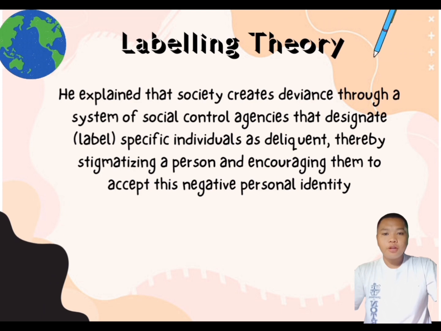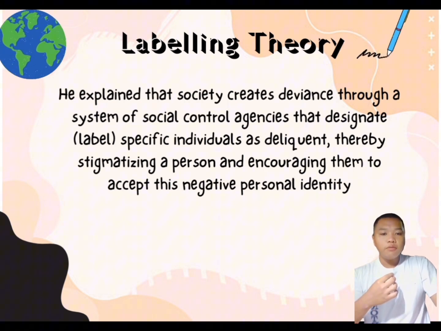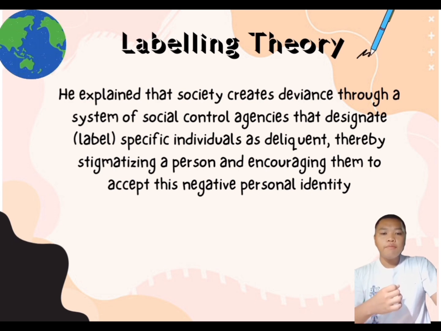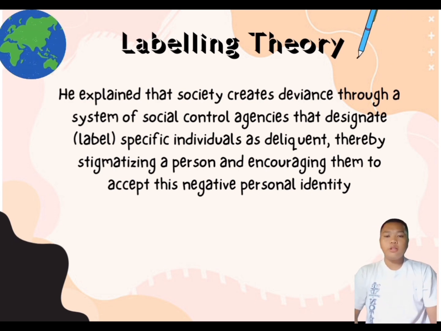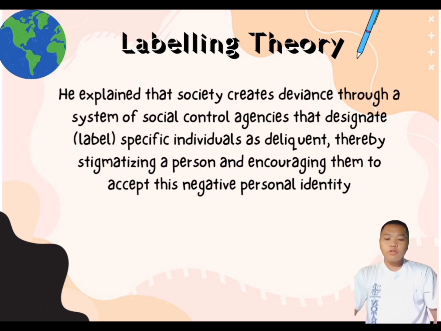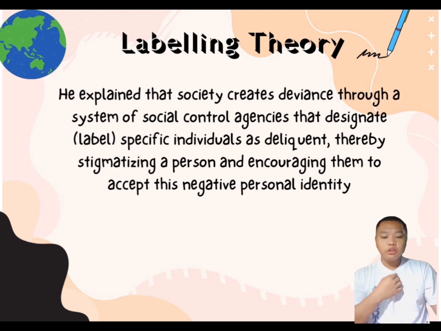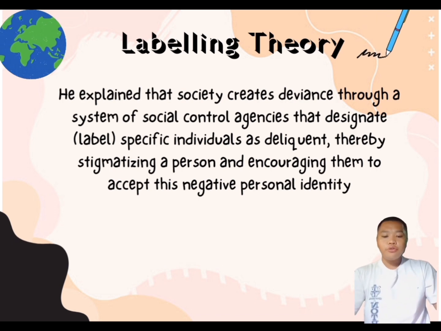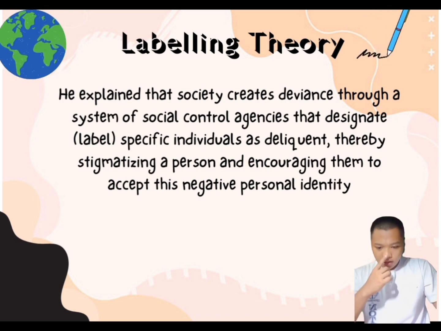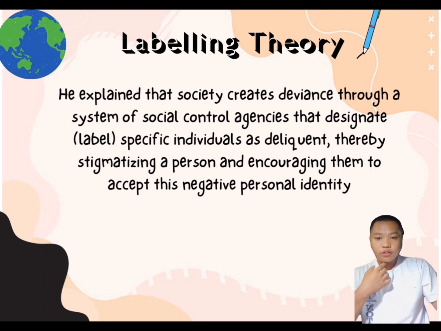He explained that society creates the deviants through a system of social control agencies that designate label-specific individuals as delinquents, thereby stigmatizing a person and encouraging them to accept the negative personal identity. So, the labeling theory is a theory that the process of making deviants is a social construct, a reaction instead of action. In this theory, no behavior is inherently deviant. It is not owned but made deviant based on the reaction of others.